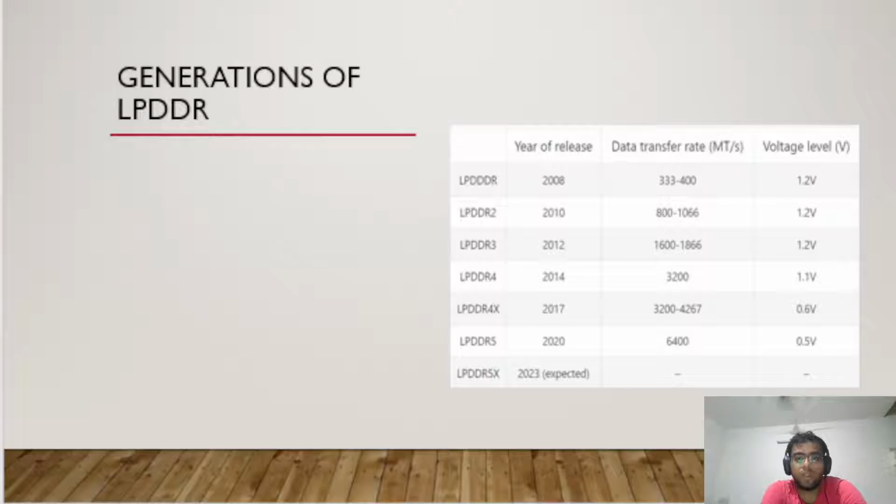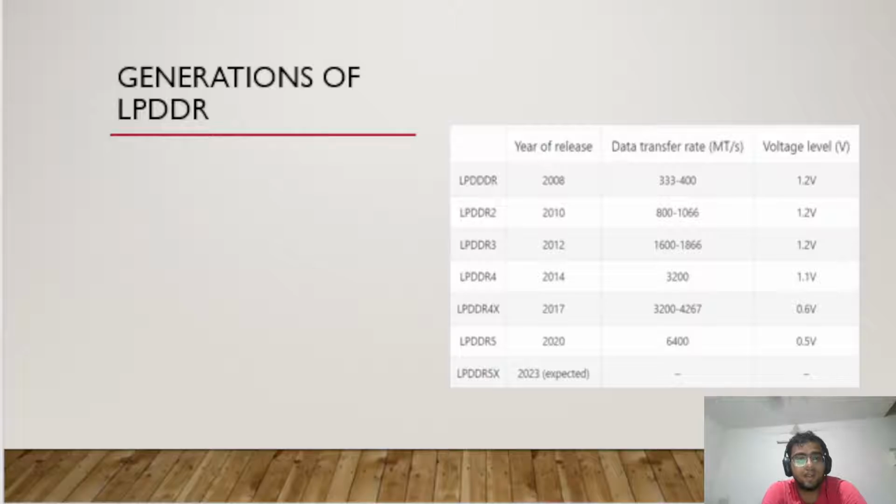Voltage is again 1.2. Similarly, LPDDR3, 2012, 1600 to 1866 MT per second. Again, voltage is 1.2. LPDDR4, 2014, 3200 MT per second. Again, voltage is lower by 0.1, that is 1.1 volt. LPDDR4X. From LPDDR4X, the voltage level has been gradually decreased.